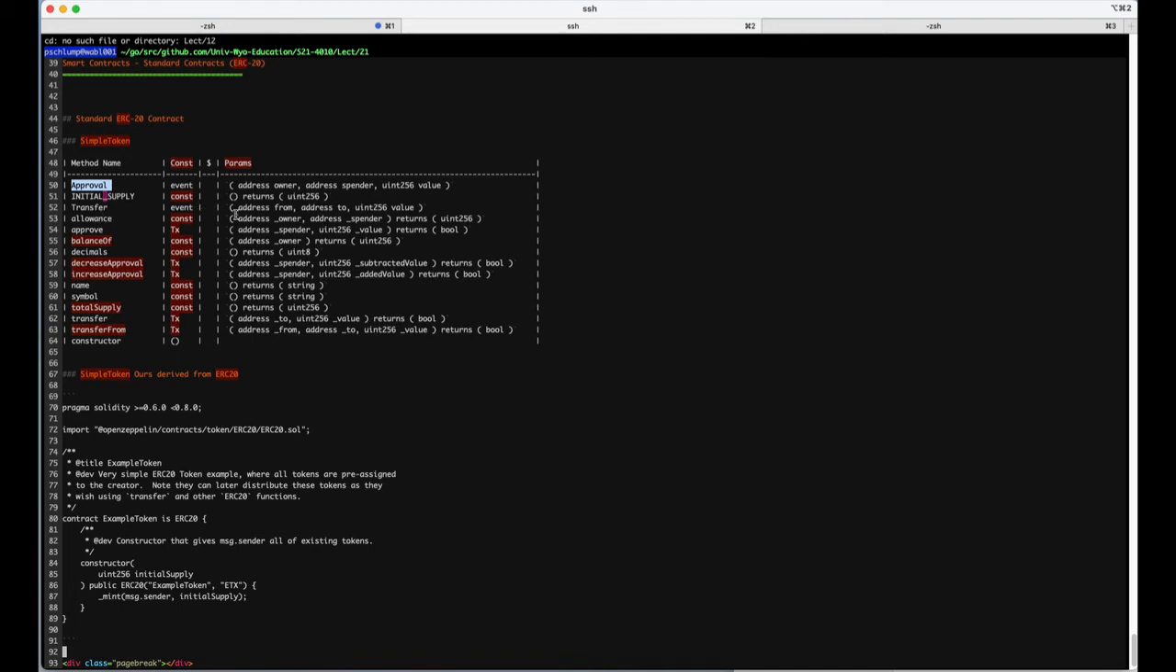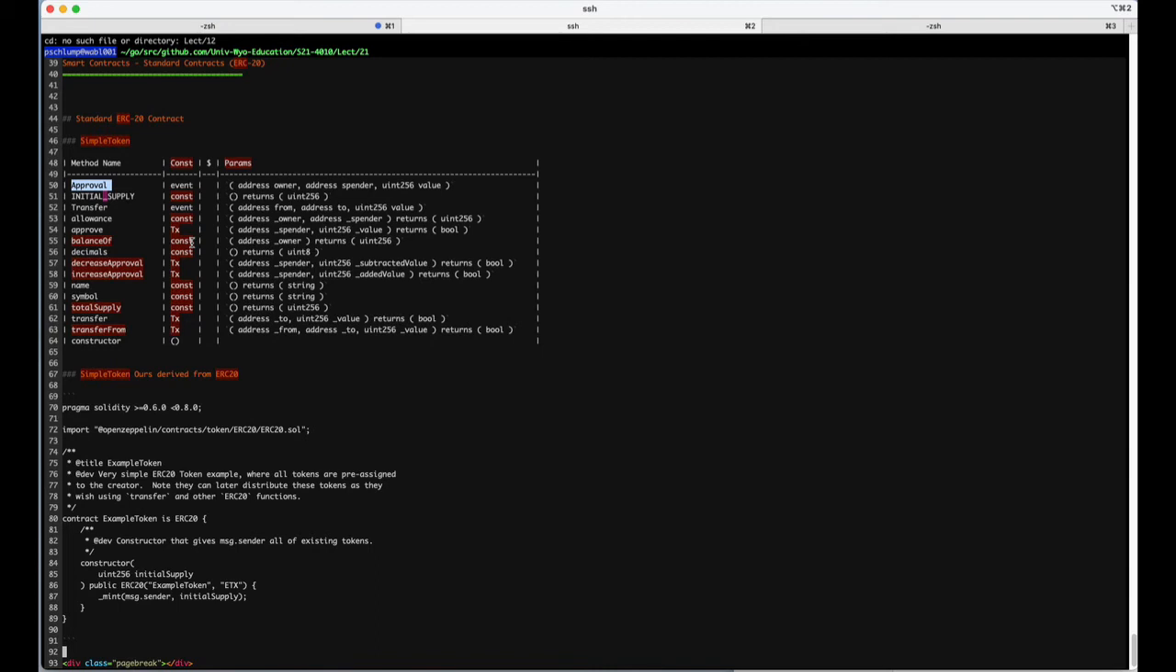Allowance. We'll come back to a couple of these. Approve is how you approve a particular spender to have a particular number, or how many they have left that they can acquire. Balance of is how many you have now.